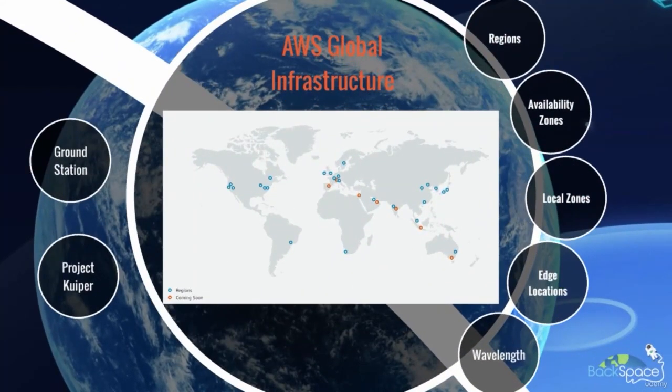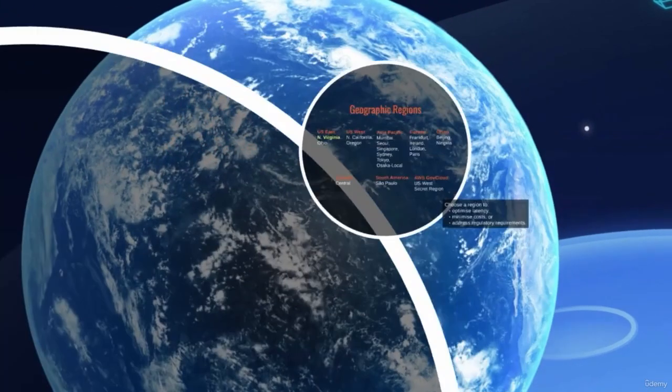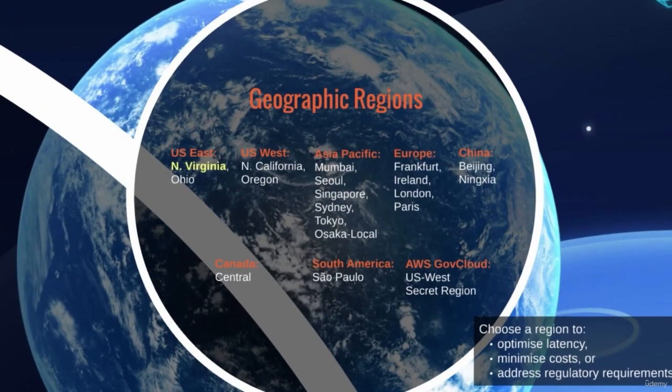The AWS global infrastructure is massive and is divided into geographic regions, and those geographic regions are divided into separate availability zones. As you can see, there are lots of regions distributed throughout the globe. For this course, we will be using the North Virginia region because that is the largest region and supports all of the available AWS services.